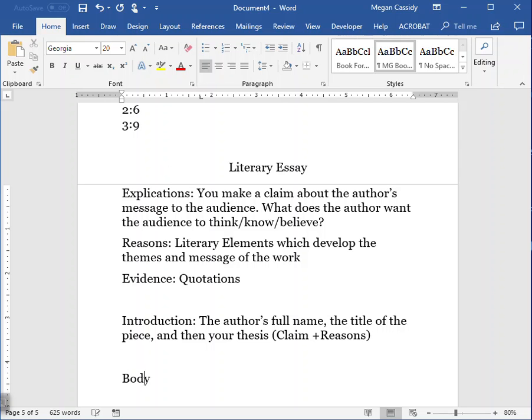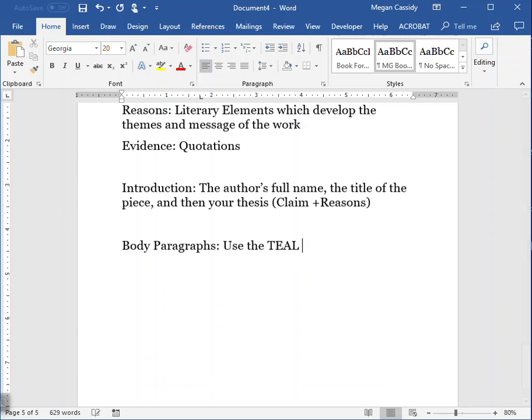Your body paragraphs are going to be a little bit different, kind of what we've been talking about. For this, I like to tell people use the Teal method. So, what is the Teal method? T is topic sentence. E is going to be that evidence, quotations. A is your analysis. And then L, and this is how it differs a little bit from when you just do your journals or your discussion boards, L is going to be linking to the next point.